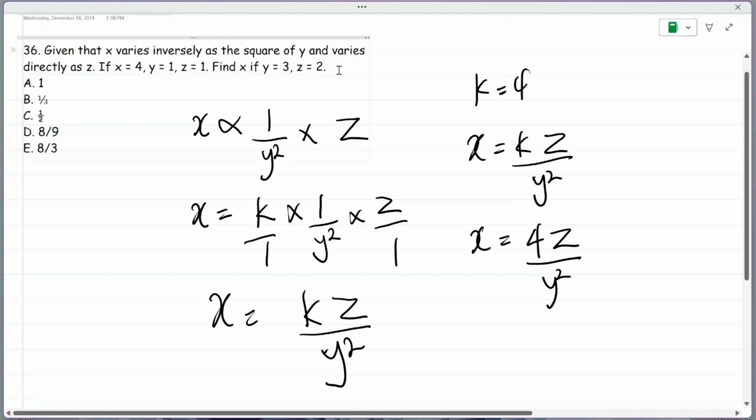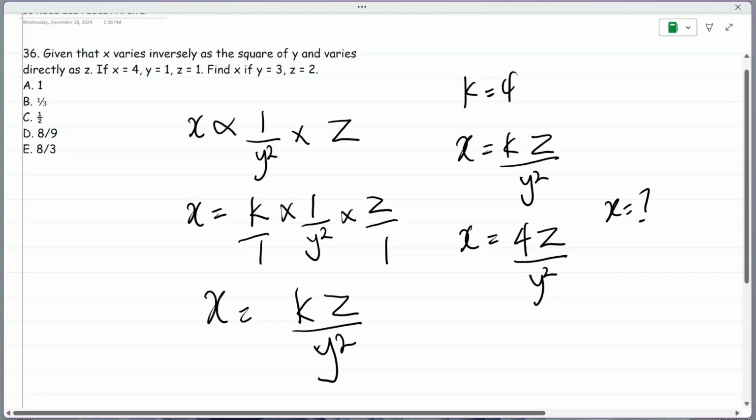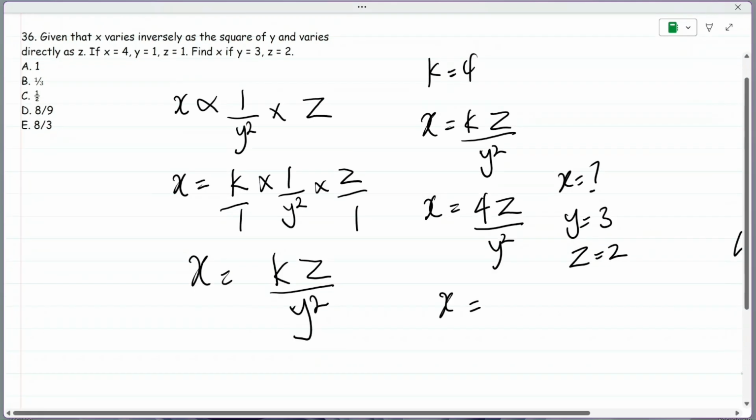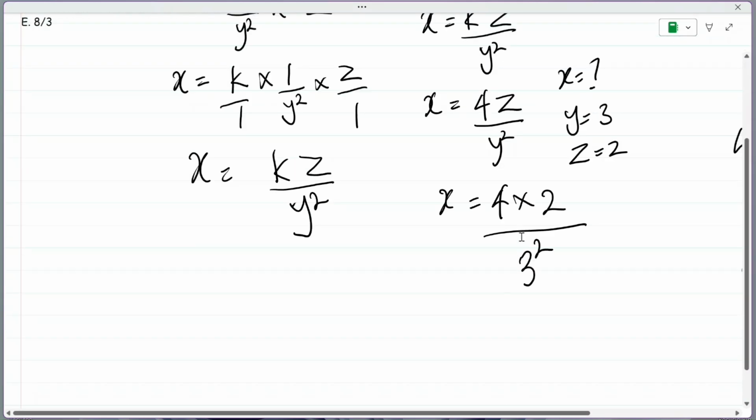Now, going back to the question, they said find x if y is 3 and z is 2. We've created the formula that can help us solve any question regarding this variation, which is x equals 4, our constant, times z, or 4z over y squared. We've been asked to find x if y is 3 and z is 2. x equals 4 times, our z here is 2, over, we know y is 3, so this is 3 squared.